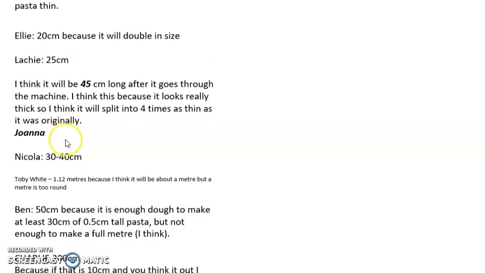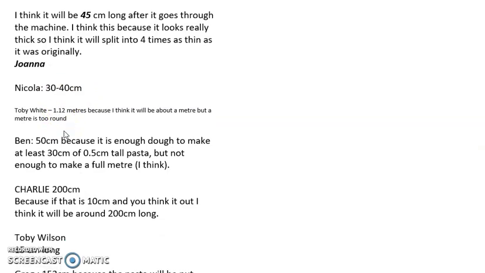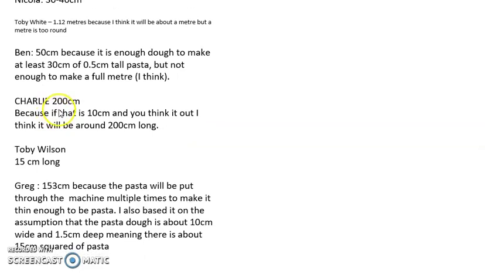Lockie also 25, not enough. Joanna 45, a bit closer. Nicola always going with the range of answers, which I don't like. Give me a specific number next time. Toby 1.12 metres, yeah, not too far away actually. Ben 50, a little bit short. Charlie 200, and a bit too much in the end.